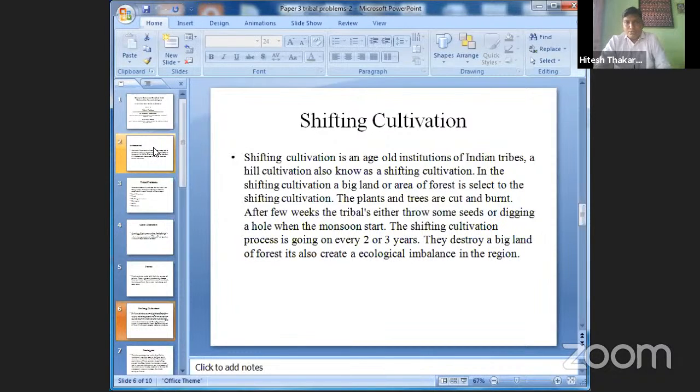The plants and trees are cut and burnt. After a few weeks, the tribals either throw some seeds or dig a hole when the monsoon starts. The shifting cultivation process goes on every 2 or 3 years. They destroy a big area of forest. It also creates an ecological imbalance in the region.